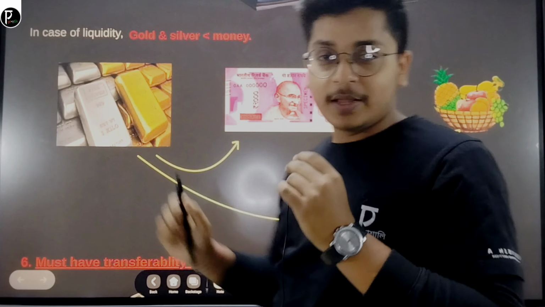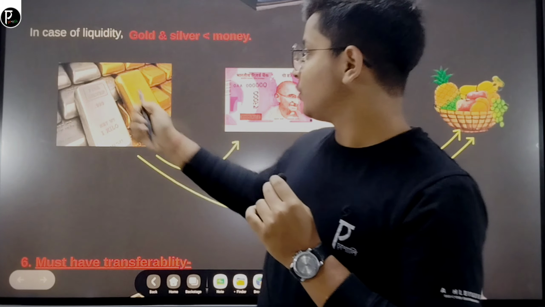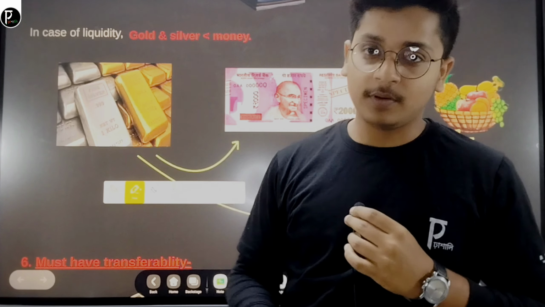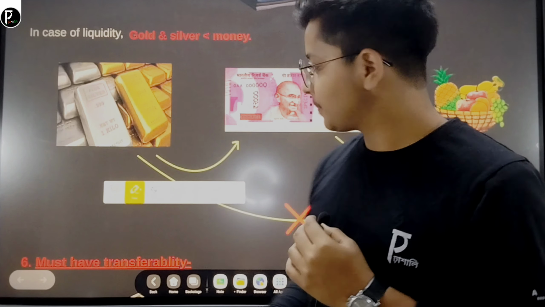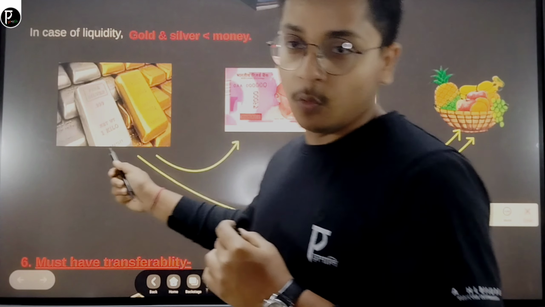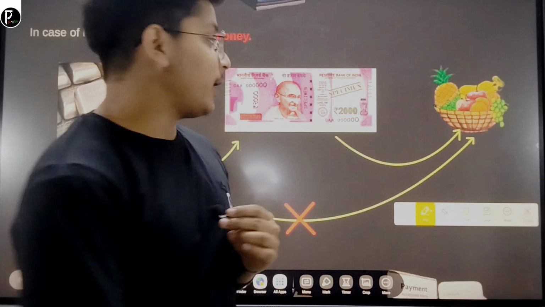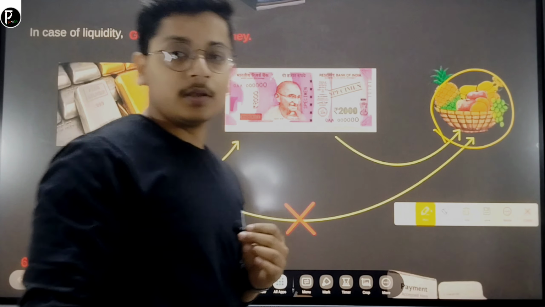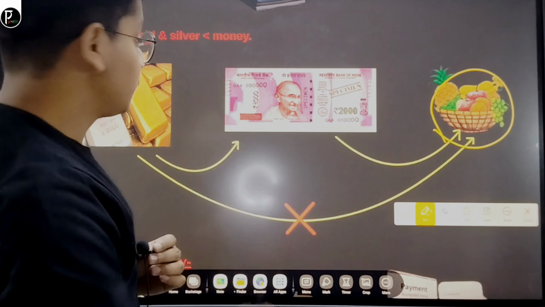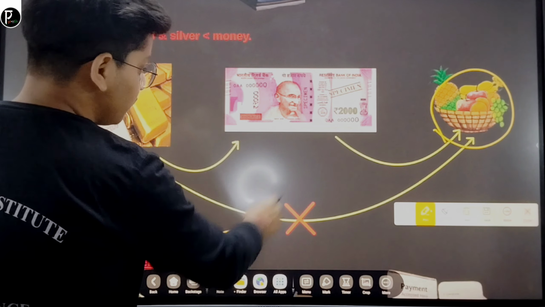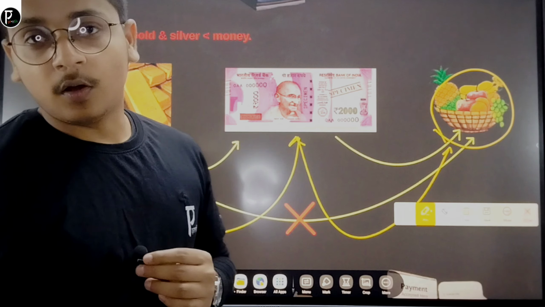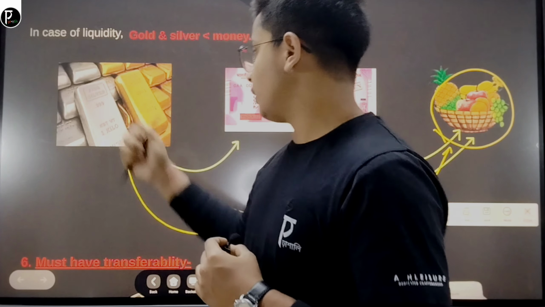Just like money, gold and silver also show liquidity, but the liquidity of gold and silver is always less than the liquidity of money. Suppose you have gold and silver and you have to buy fruits in the market, but you cannot easily get the fruit using this gold and silver. So at first you have to convert this gold and silver into money, then you can buy the fruits using this money. So the liquidity of gold and silver is always less than the liquidity of money.